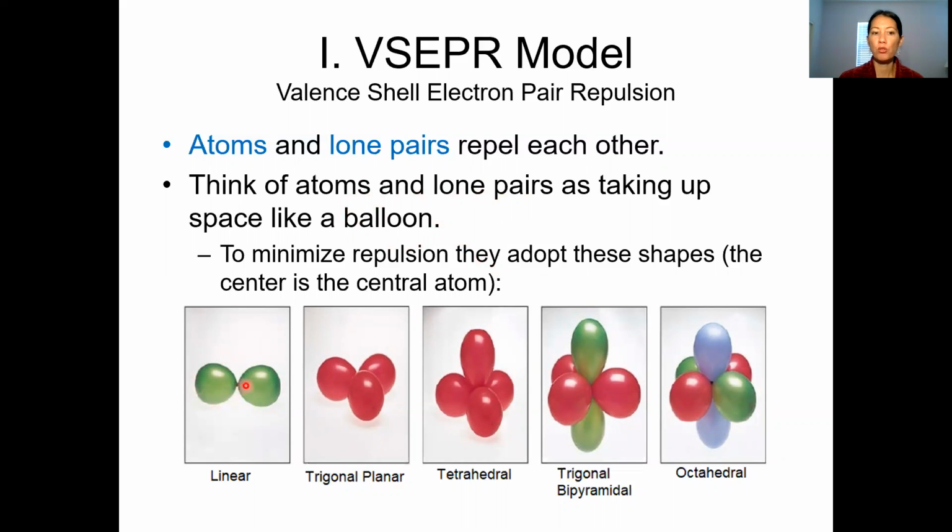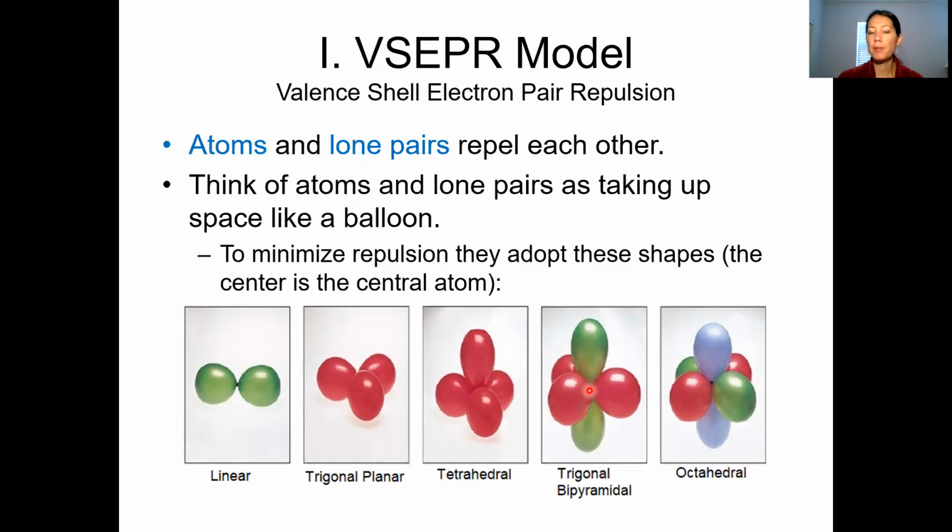If there are 2 groups, and the center here is the central atom, they're going to get as far away as possible and adopt a linear shape. 3 groups, it looks like a triangle. We call it trigonal planar because that triangle is flat. 4 groups, and again, a group could either be an atom or lone pair. 4 groups is not a flat square. It's actually a tetrahedral shape.